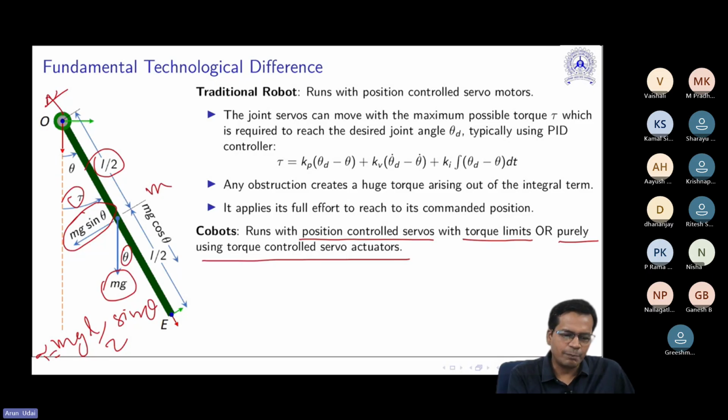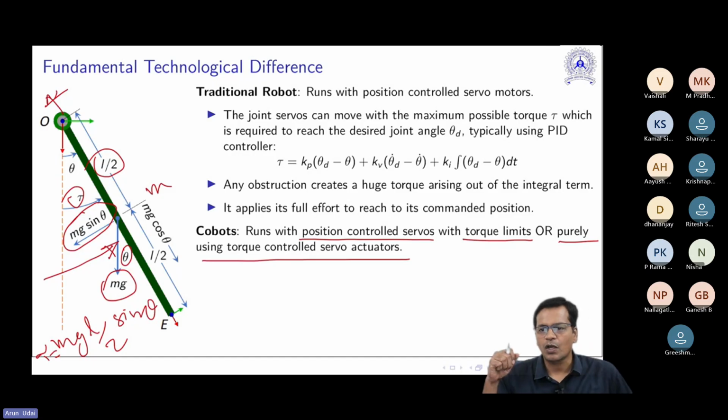So mgl by 4 torque, if you have provided, it will precisely go to 30°, not more, because to go more it requires more torque. So any obstruction in its way will stop the robot. It won't accumulate over a period of time. Torque is limited already. You are running purely based on the torque command, not on the position command.